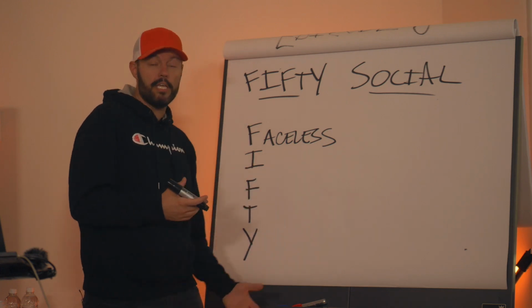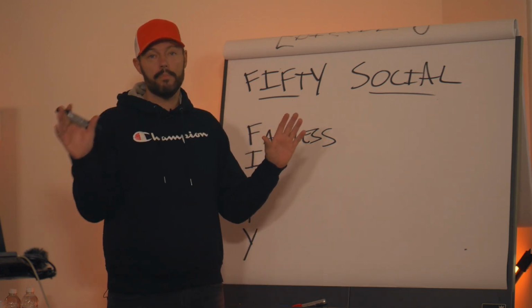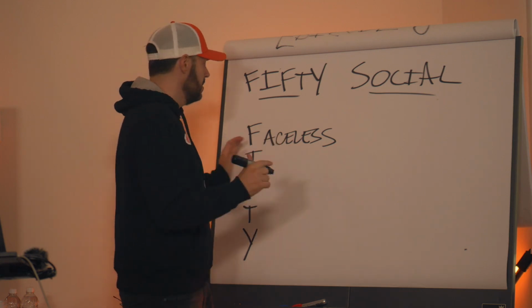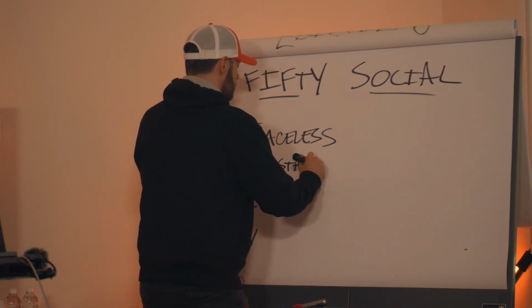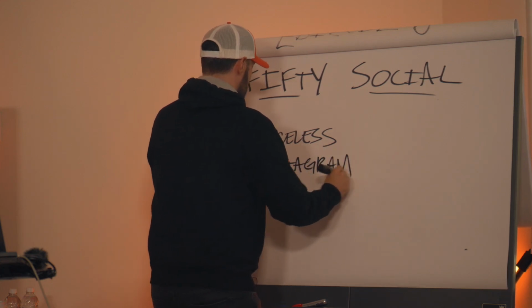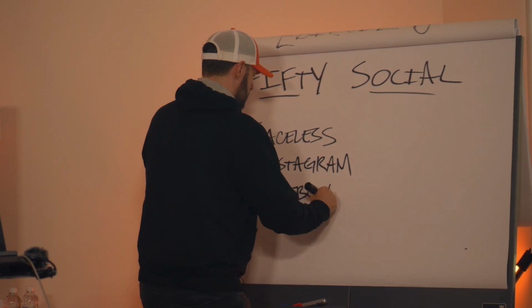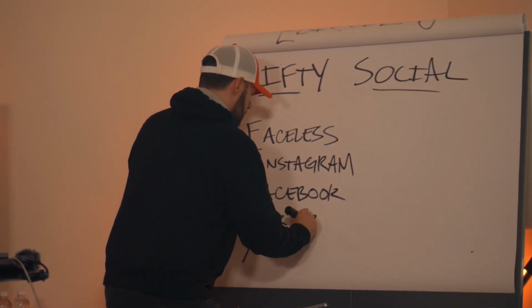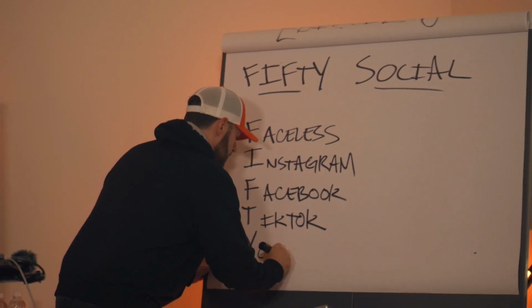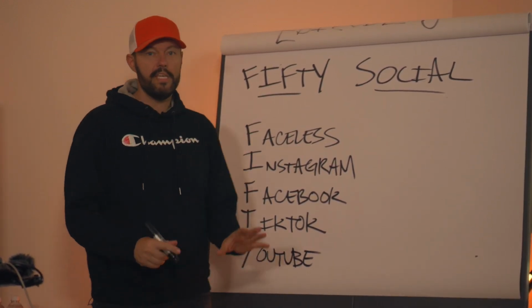That doesn't mean there isn't a huge list, but these are the top 4. When I build out faceless brands, I always apply the FIFTY strategy, okay? So what you're going to do is use Instagram, Facebook, TikTok, and YouTube. So the strategy is called FIFTY social.